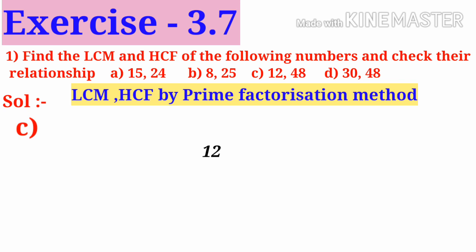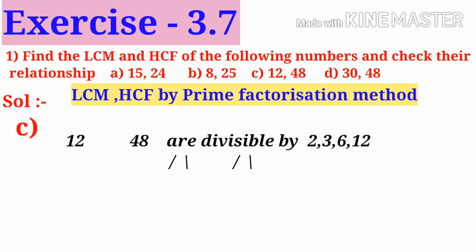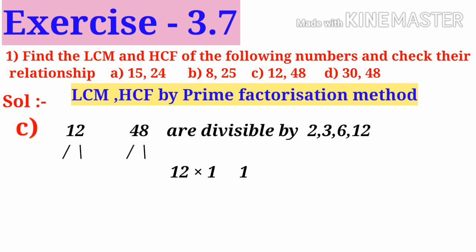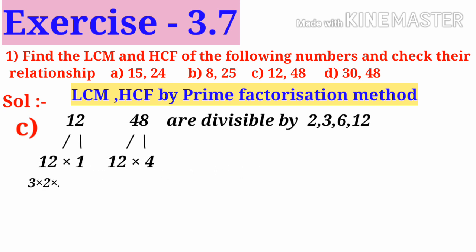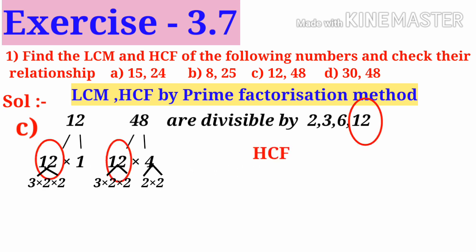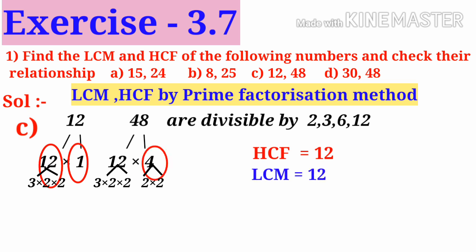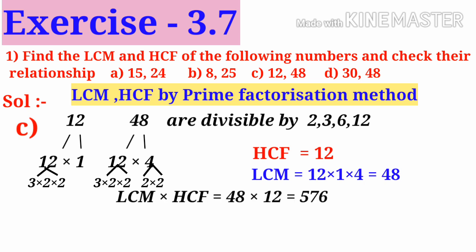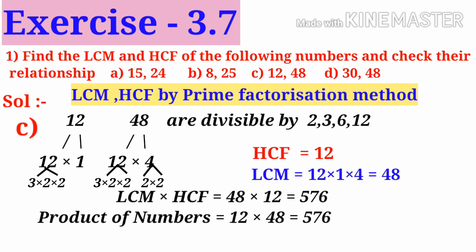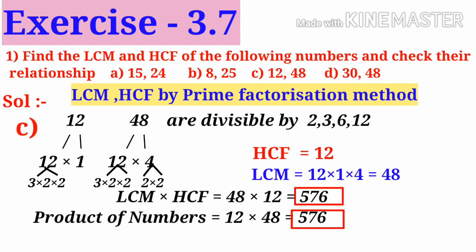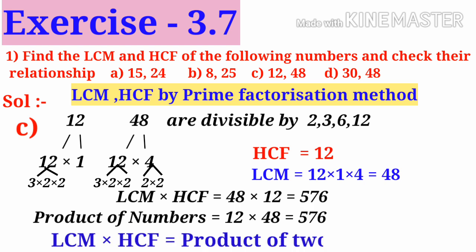Now see, 12 and 48 are divisible by 2, 3, 6 and 12. So highest factor is 12. So write these numbers as multiples of 12. So highest common factor is 12. Now LCM, product of one common factor 12 and remaining factors 1 and 4, that is 12 into 1 into 4, that is 48 is LCM. Now LCM into HCF is 48 into 12, that is 576. Product of numbers 48 into 12 is also 576. So products are same, so we can say that LCM into HCF is equal to product of two numbers.